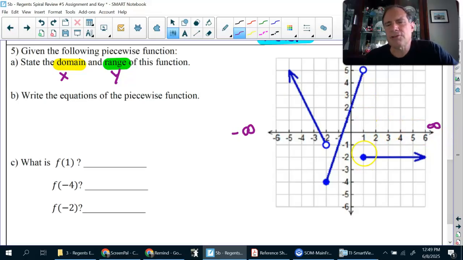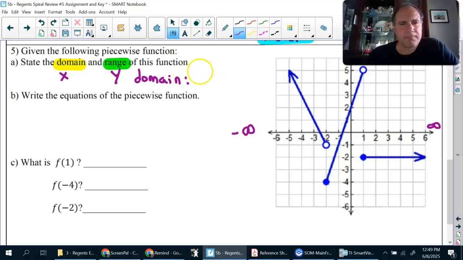Now, just to check out, do you see how this 1 has an open circle? This 1 has a closed circle, so that means 1 is included. This negative 2 has an open circle, but the negative 2 is here, the closed circle. So that means every x is accounted for. So the domain is simply parenthesis, negative infinity, positive infinity. That's the domain.